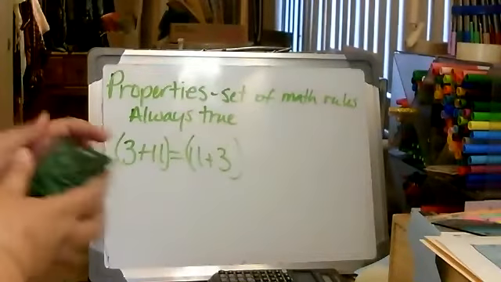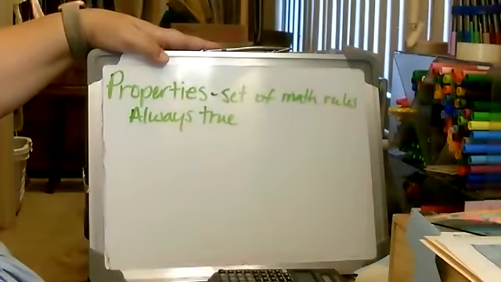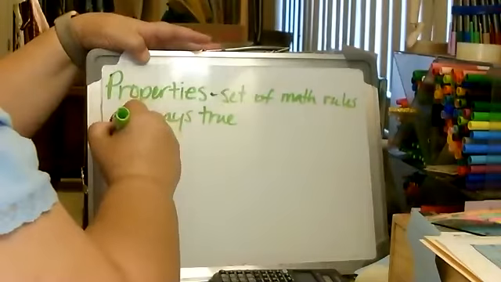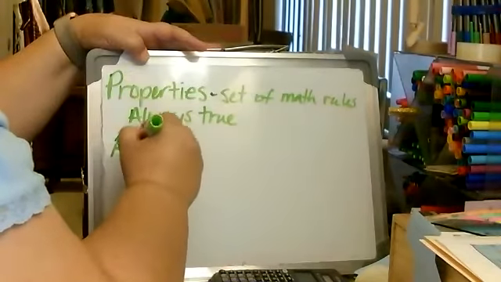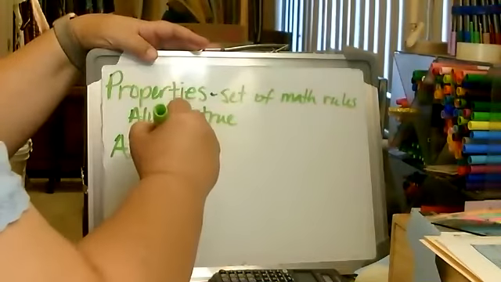Now, we're going to move on to the associative property of addition. And I don't want you to worry about writing all this down because I'm going to put it into a sheet.